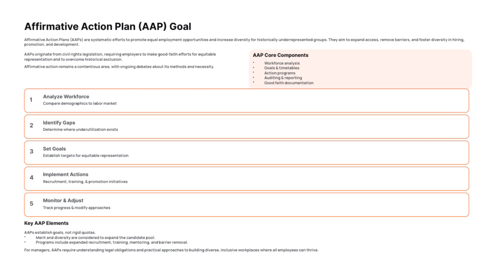Remember, affirmative action remains a complex and sometimes contentious topic. It originated from civil rights legislation, which requires employers to make genuine efforts to achieve equitable representation and address past exclusions. The ultimate goal of an AAP is to promote equal employment opportunities, increase diversity, and remove barriers, so everyone has a fair shot at hiring, promotion, and development.